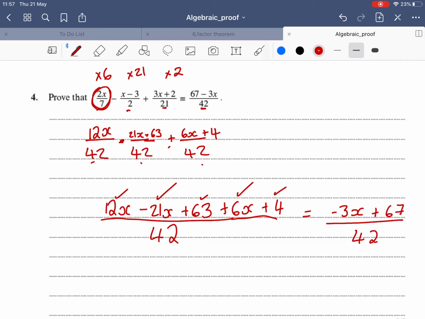It doesn't quite look like the top because they've got these two the other way around. So you can just flip them over now. If I flip these around, I would go 67 minus 3x. They don't normally like a minus at the front, that's why they've done that. Over 42. So algebraic proofs, really straightforward.